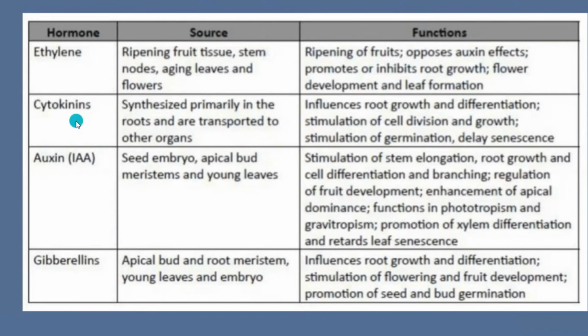Next, cytokinins. Ang source nito ay primarily sa roots and are transported to other organs. They promote cell division in plant roots and in shoots. Auxin, we have, they have role in coordination of growth and behavioral processes in plant life cycle.